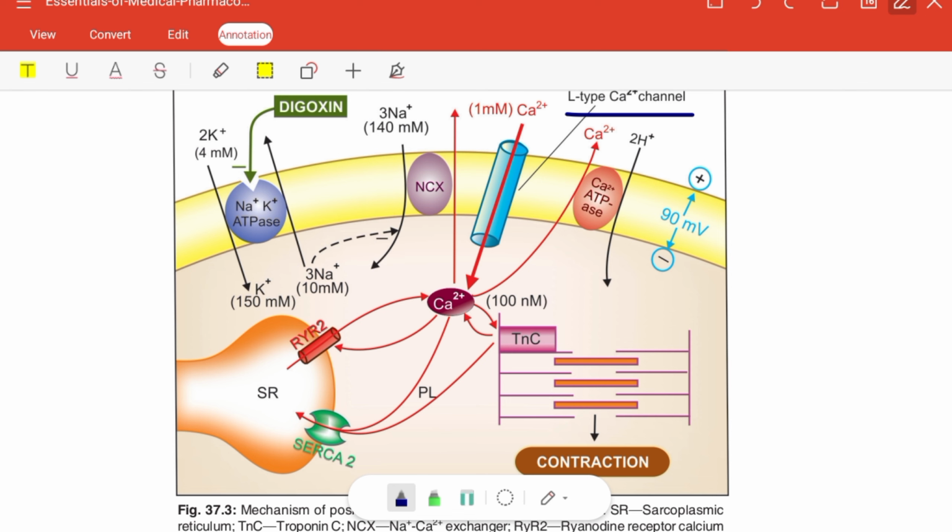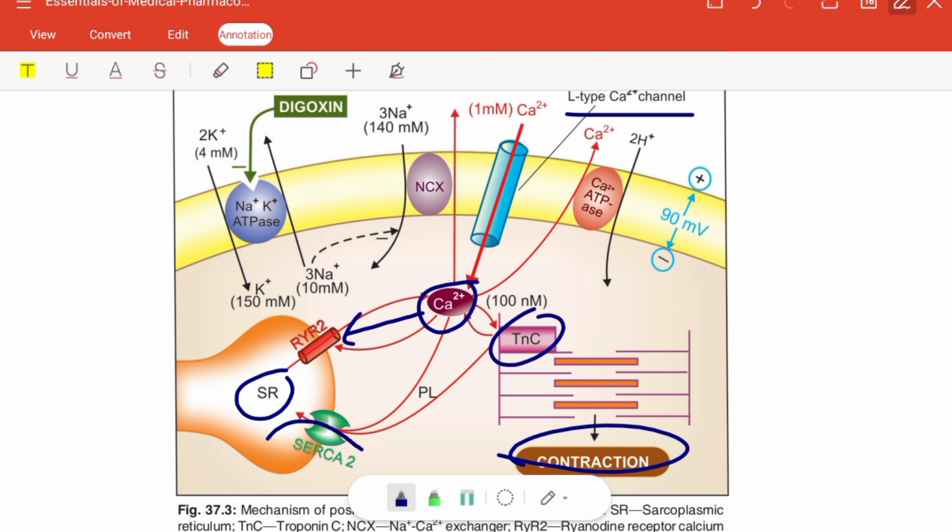So once again, I'll repeat the normal physiology. The L-type calcium channels let 1% calcium inside, which binds to the RYR2 receptors present on the sarcoplasmic reticulum, and that causes abundant release of calcium, and that binds to the troponin C and causes contraction of the myocardial cell. After that contraction, the abundant calcium which was released by the RYR2 receptors is taken back by the SERCA receptors.